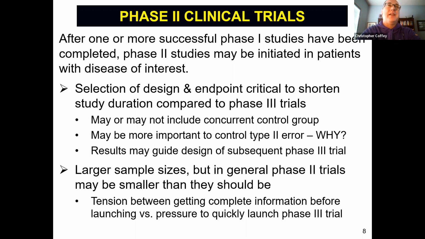And so it is not uncommon in some phase 2 trials that you may use a higher type 1 error. I've seen phase 2 trials with type 1 errors of 10%, even as high as 20%, with the goal of not having a type 2 error.